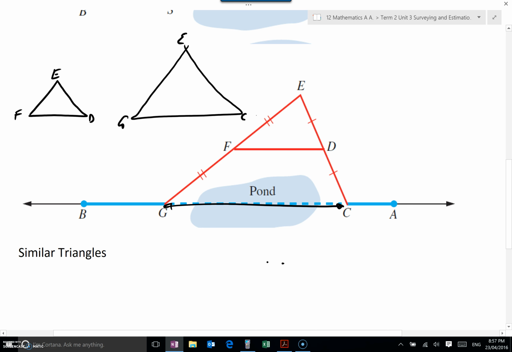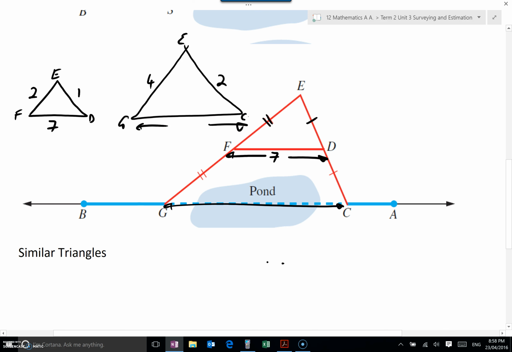If I say that this is of length, say 2, and this is of length 1, I'll know that the distance from E to G will be double that, so it'll be 4, and the distance from E to C will be double whatever E to D was. So this will be 2. So I can see that from the small triangle to the big triangle, everything's doubling. So I could physically measure this distance. Suppose it's 7 meters, and then I could use that to find this distance.